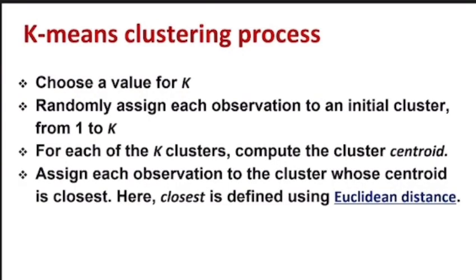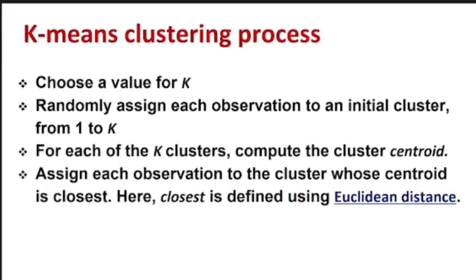After I assign you randomly into a particular group, I'm going to find the mean of each group. The mean of each group is called the centroid. That's what you see: for each of the k clusters, compute the cluster centroid. And you know what we're going to do next? How many centroids are we going to have? I mentioned 5 groups, so I'm going to have 5 centroids.